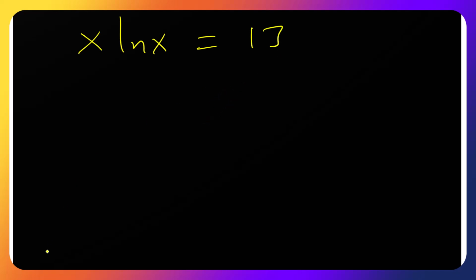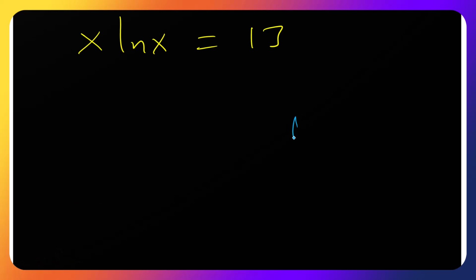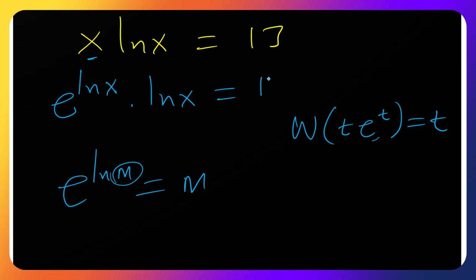Okay, now we want to apply the Lambert W function, which says when we have W function of t times e raised to t, the answer is t. So I will introduce t here, but don't forget that e exponent ln of m, the answer is m. So e raised to ln of anything, the result is that thing. So let's support this x here. That will be e raised to ln of x times ln of x equals 30.